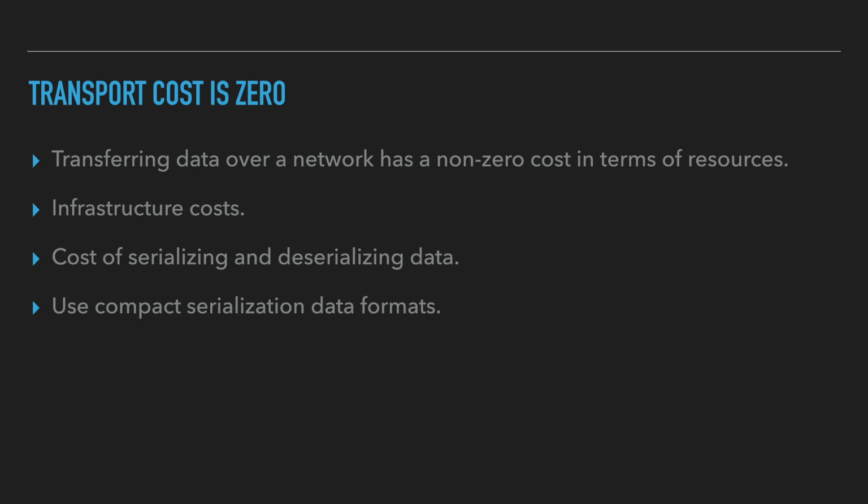The seventh fallacy is that transport cost is zero. In any computer network, there will be a non-zero cost to transfer data, both in terms of time, which we spoke about in the second fallacy, that latency is zero, and in terms of resources. This fallacy is concerned with the consumption of resources.